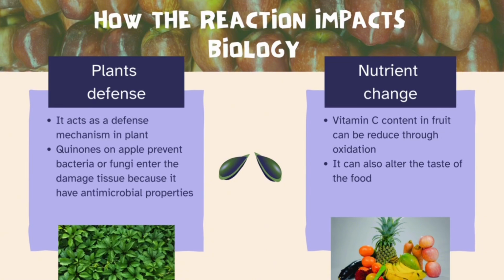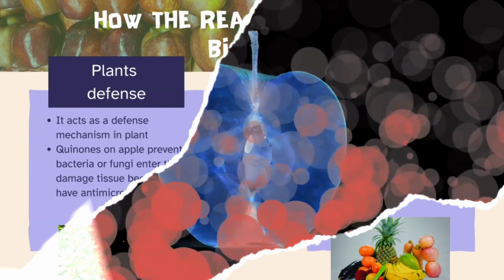The first one is plant defense. Actually, the browning reaction is a defense mechanism in plants. It is because the browning reaction involves quinones. So, quinones on apple prevent bacteria or fungi from entering the damaged tissue because they have antimicrobial properties. And the last impact is there will be nutrient change. It is because when a fruit goes through the browning reaction, the vitamin C content in it will be reduced through oxidation. Other than that, it can also alter the taste of the food.